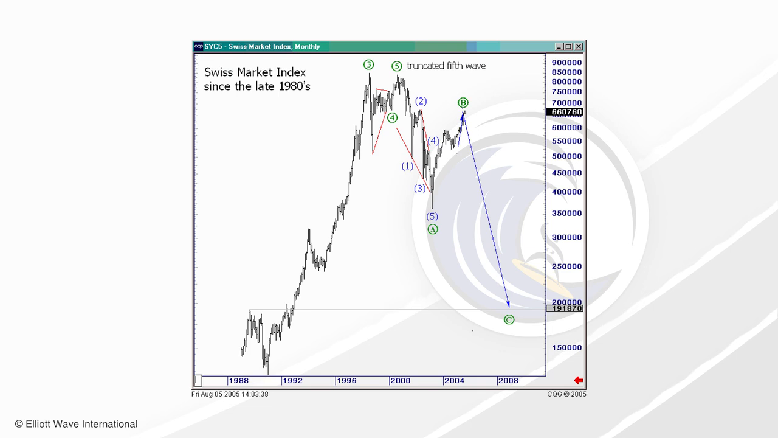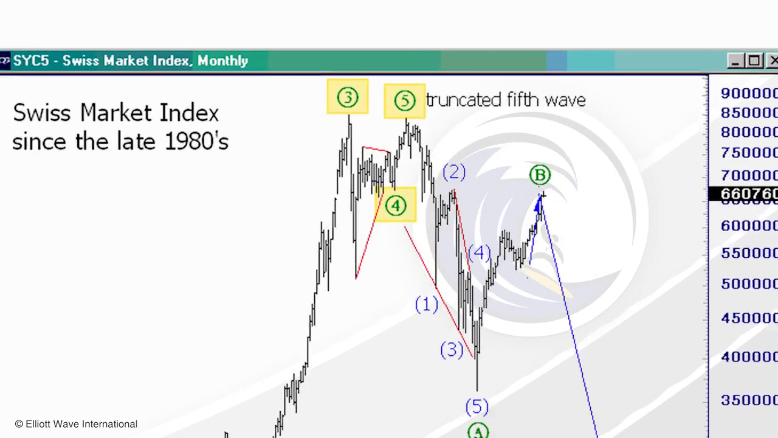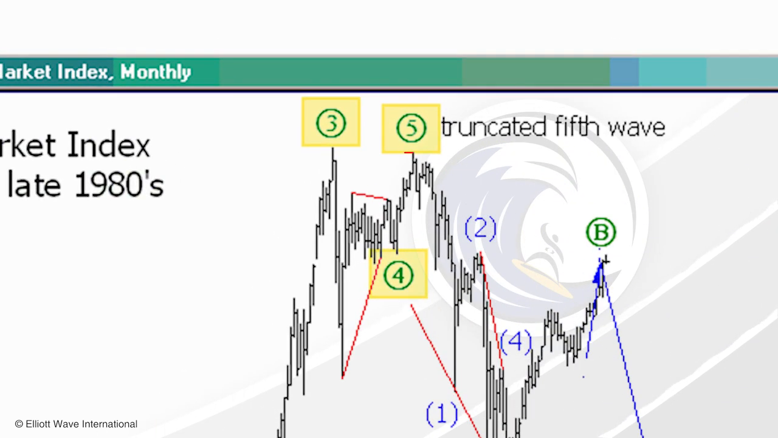Here's an example of a truncated fifth wave in the Swiss stock market index. If we look at this chart from the late 1980s to the early 2000s, here's wave 3 highlighted, wave 4, and here's wave 5, which terminates just short of the termination point of wave 3.